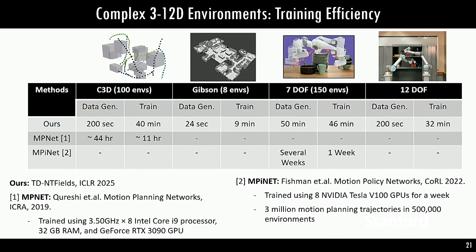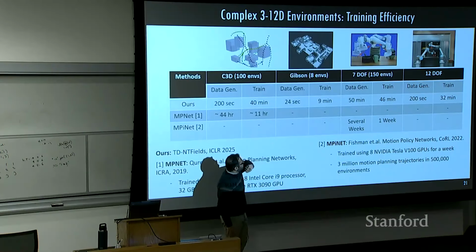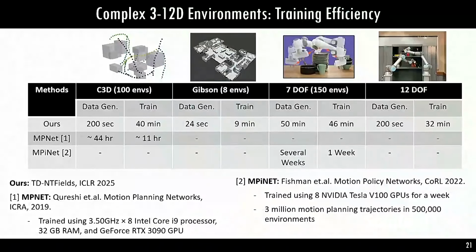It took them several weeks to gather a large amount of data, and then 1 week to train. We trained our model on one GPU, a standard 3090, but MPiNet was trained on 8 NVIDIA Tesla GPUs. So it took a huge amount of compute power to train that model. And in these Gibson environments, you can see it takes 24 seconds to gather data and 9 minutes to train.